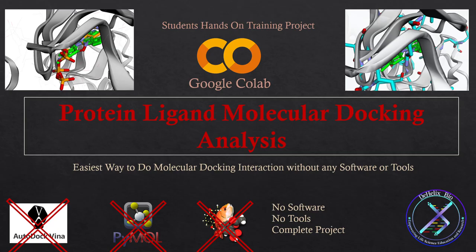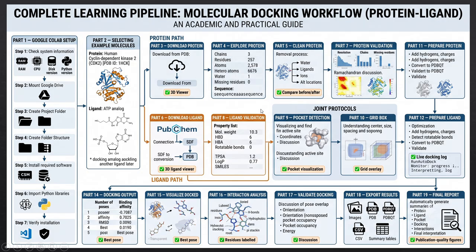So to continue, we'd like to see what this pipeline basically covers. This is the molecular docking workflow in which a protein and a ligand will be downloaded, the interaction will be done in Google Colab, and the results will be generated. This process has 19 different steps which we will be checking one by one.